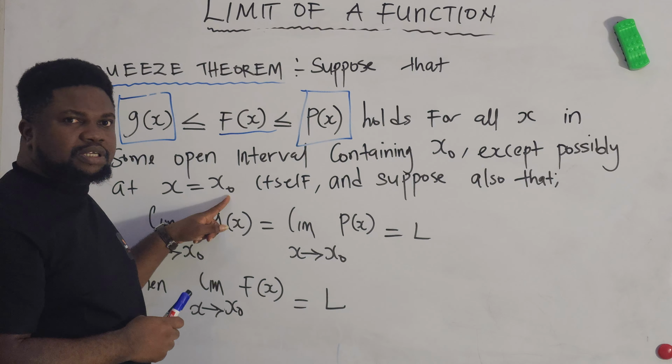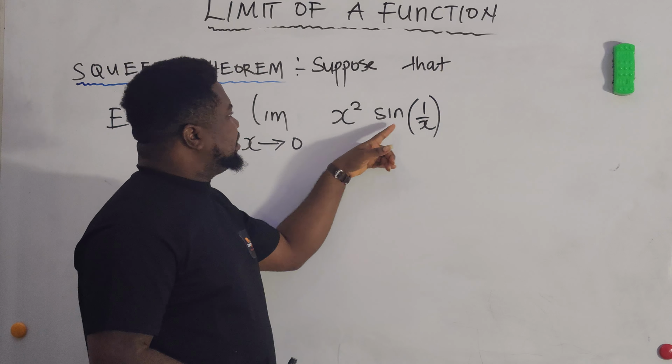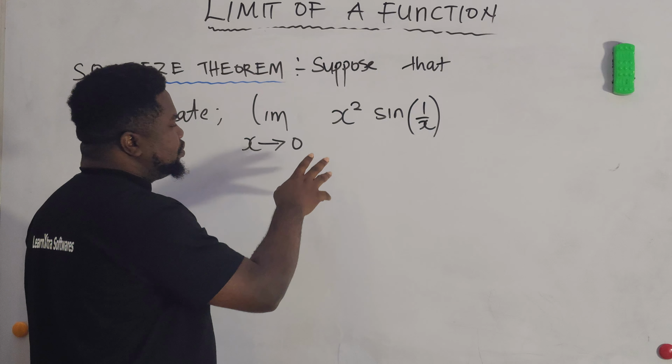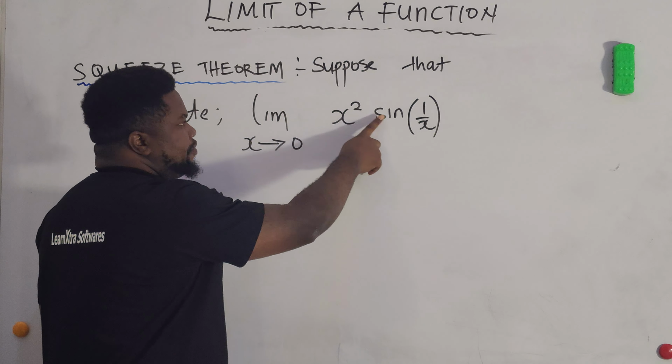I will explain this theorem with an example. Let's just take one example for this. Let's evaluate the limit as x approaches 0 of x squared sine 1 over x. Now, if we take the limit directly, what happens? Here gives us 0. Here gives us sine 1 over 0, which is undefined. We can't take the sine of infinity. So this won't work that way.